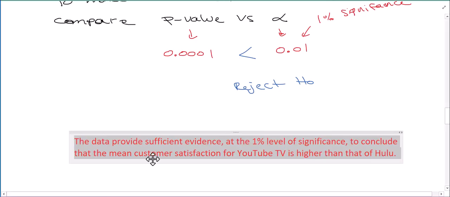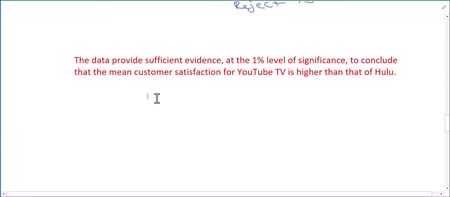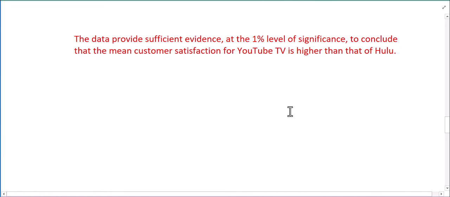So when you write it in the context of the problem, then we can say the data provides sufficient evidence at the 1% level of significance to conclude that the mean customer satisfaction for YouTube TV is higher than that of Hulu. So something along those lines, right? It doesn't have to be perfectly like that. You have to write it in your own words. So make it yours. How would you say we have sufficient evidence to accept the alternative, right? You reject the null, you accept the alternative. And it doesn't mean that the alternative is true. It's just that we have strong evidence to suggest that it could be true.